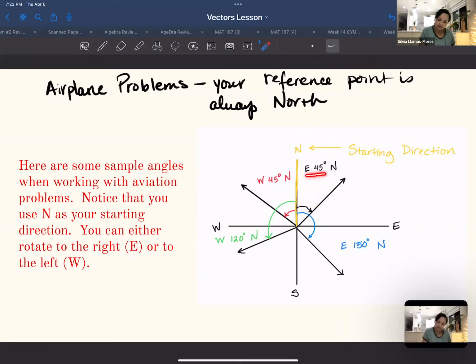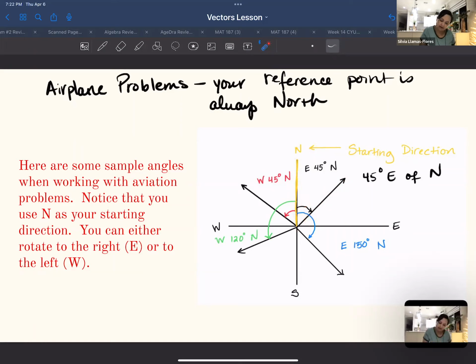Notice that it says east 45 degrees north. What that means is, another way of reading this is 45 degrees east of north. So if I start north, I have to go east 45 degrees of north. So that would indicate this vector right there. Okay, so this would be 45 degrees, which means this is also 45 degrees because this is a right angle.